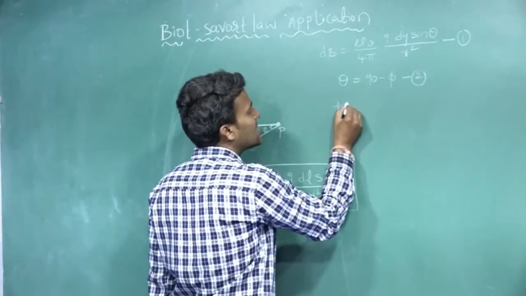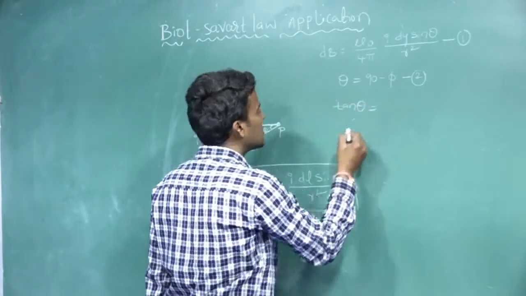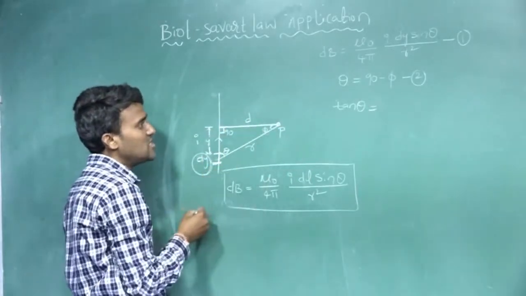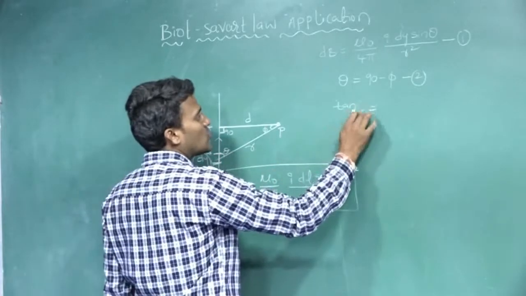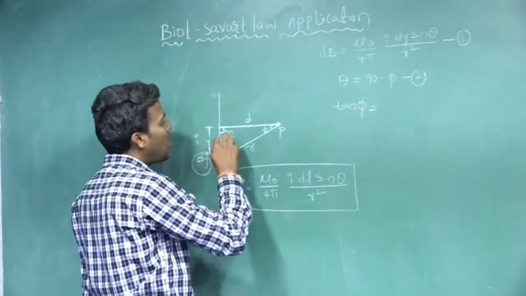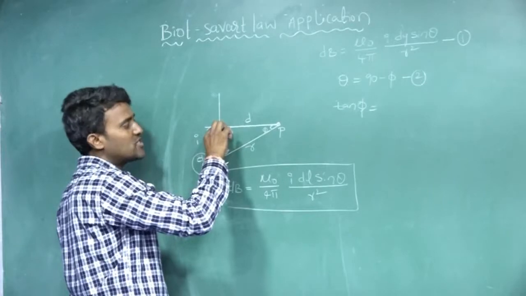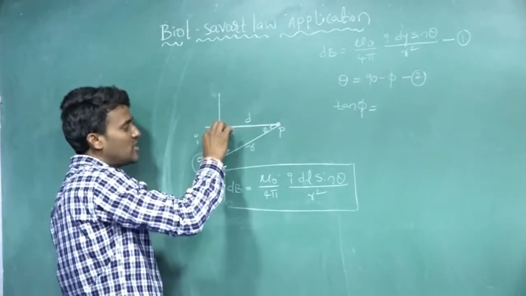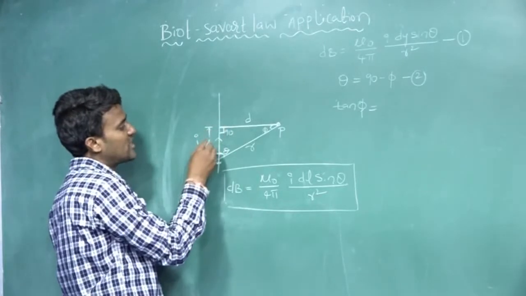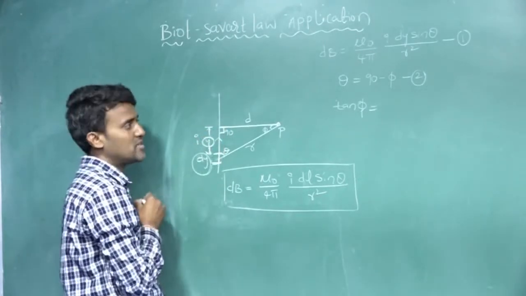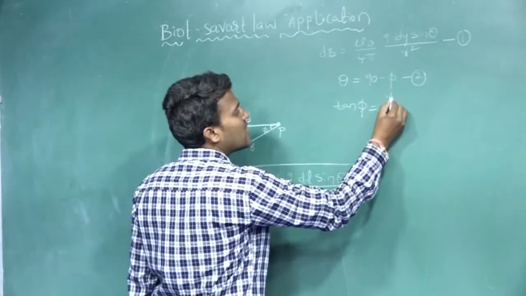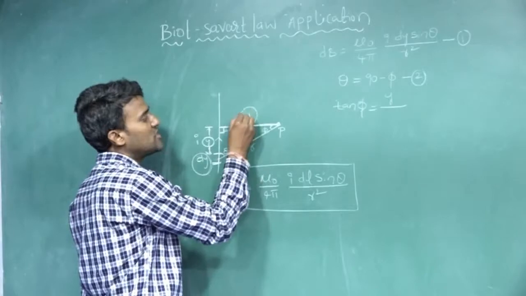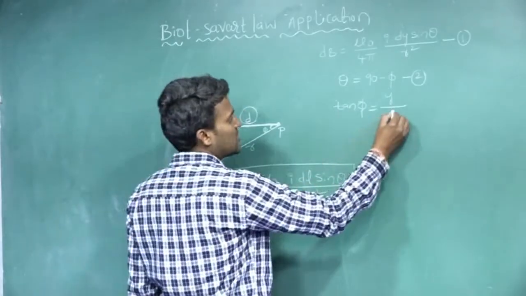Now I am writing tan phi. See here, this is one right angle triangle. So tan phi is equal to opposite side by adjacent side. Here the opposite side is nothing but the length from here to here, that is y. So opposite side divided by adjacent side. The adjacent side is this one, what is the distance we have taken? D. The adjacent side is D.